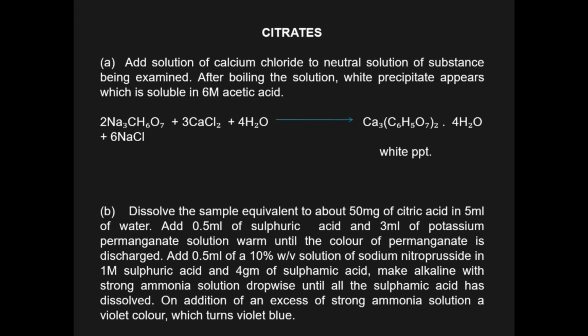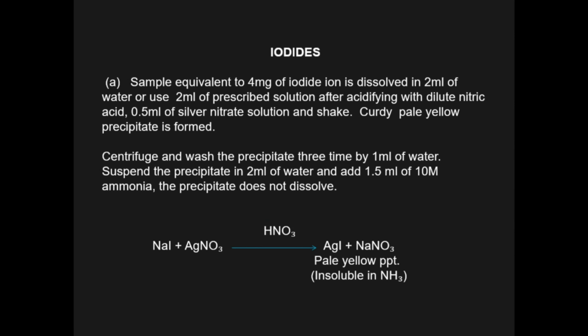Add 0.5 ml of 10% weight by volume solution of sodium nitroprusside in 1 ml sulfuric acid and 4 gram of sulfamic acid. Make alkaline with strong ammonia solution dropwise until all the sulfamic acid has dissolved. On addition of an excess of strong ammonia solution, a violet color which turns violet blue is observed.